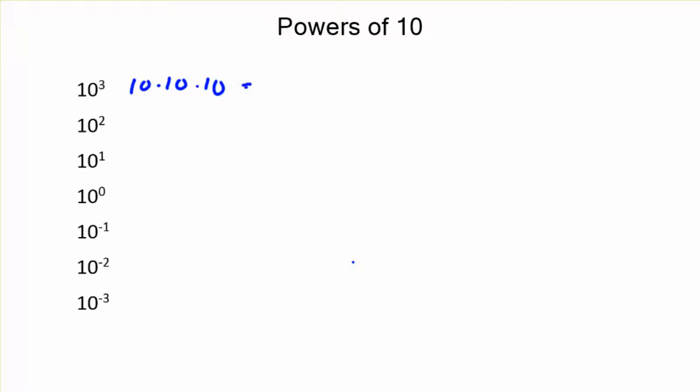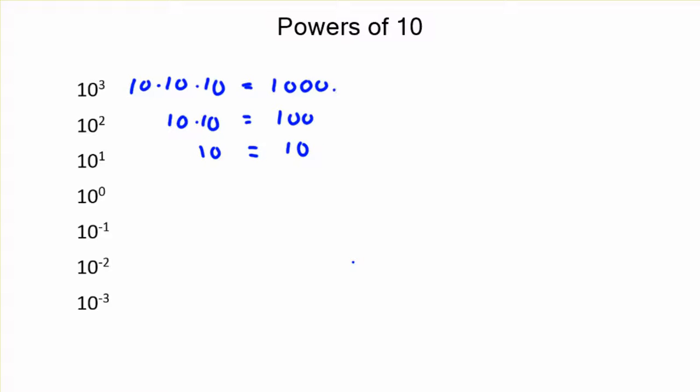Well, let's understand this. Powers of 10. Those are some examples of powers of 10. 10 to the third power just means 10 times 10 times 10. So it's the same as 1,000. 3 zeros. And 10 to the second power is just 10 times 10, 100. And 10 to the first is just a 10.